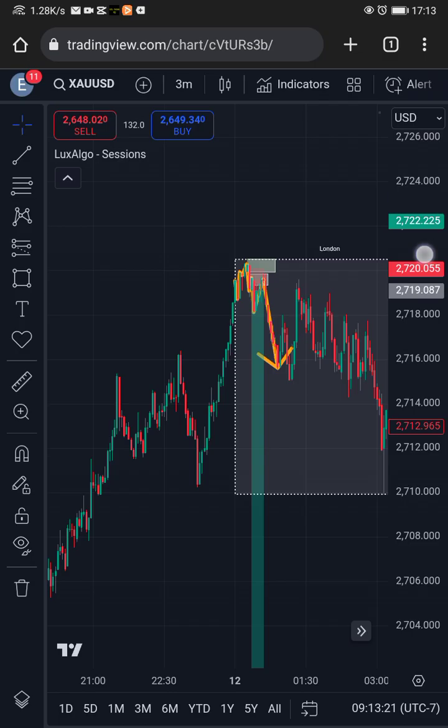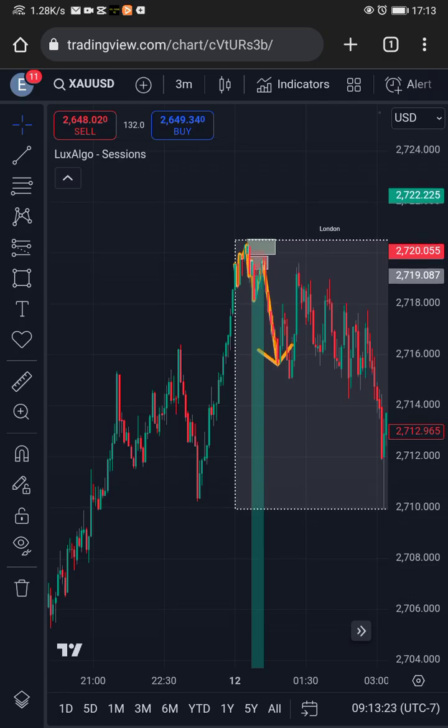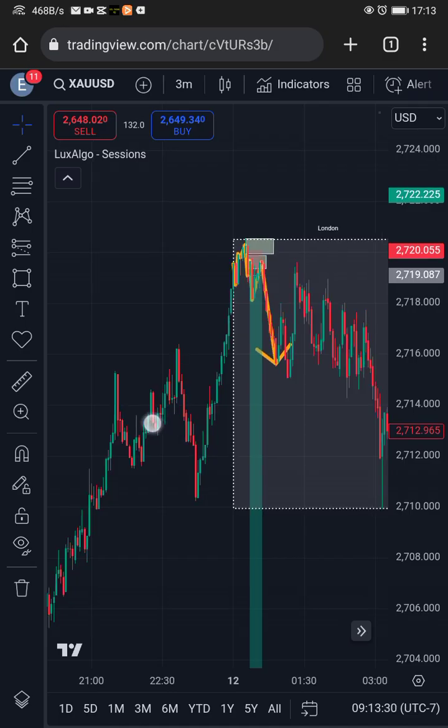Like I said, this doesn't happen all the time. You may encounter losses before you get a move like this, but trading is not easy. You just have to keep trying.